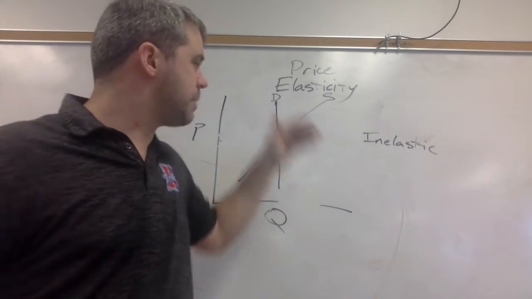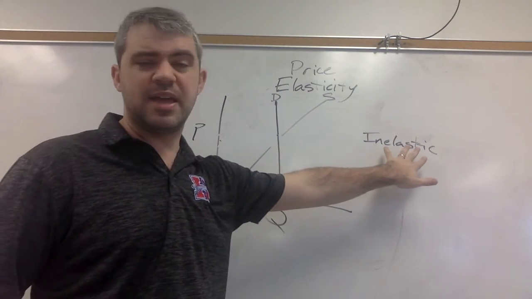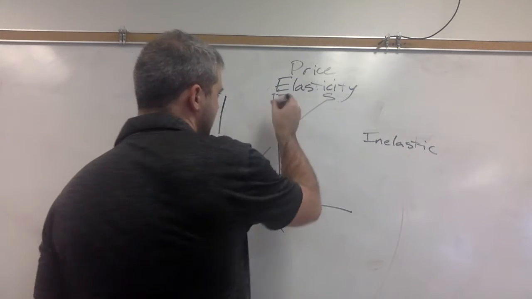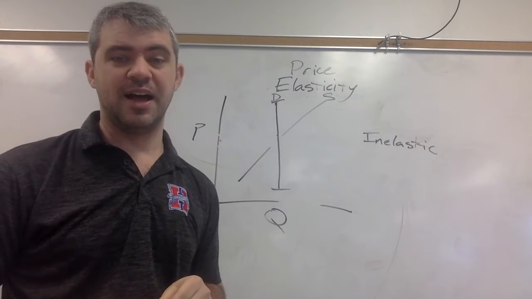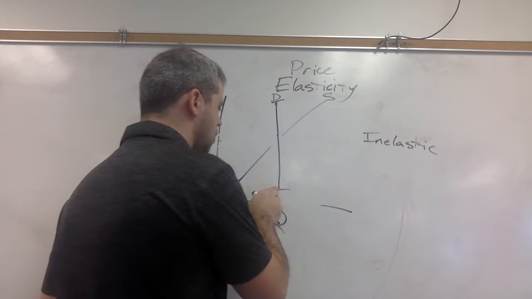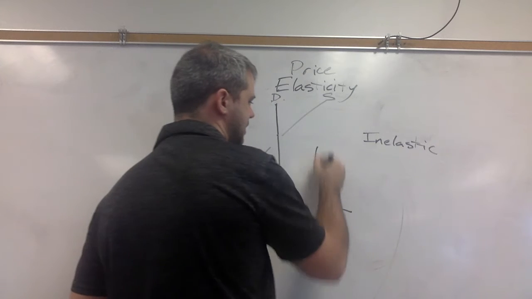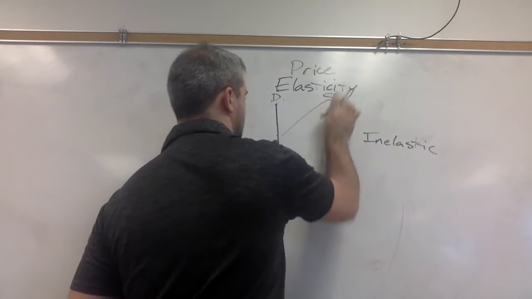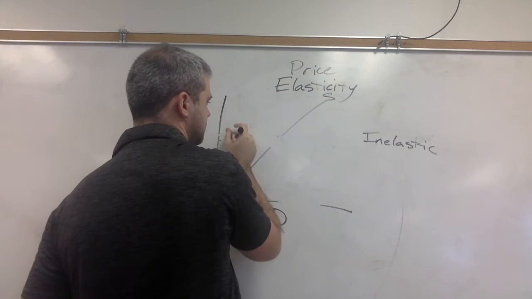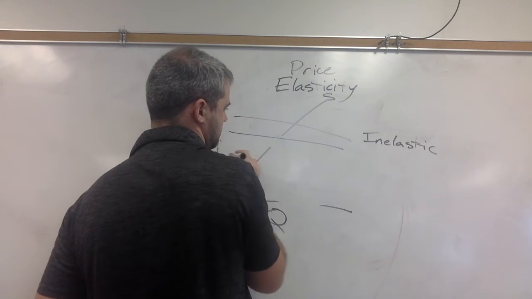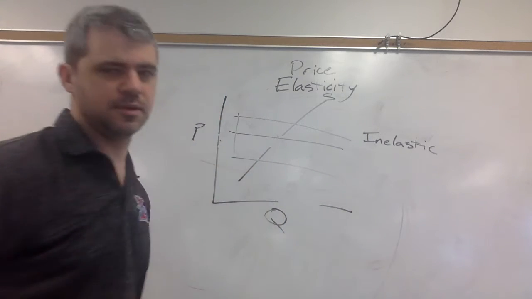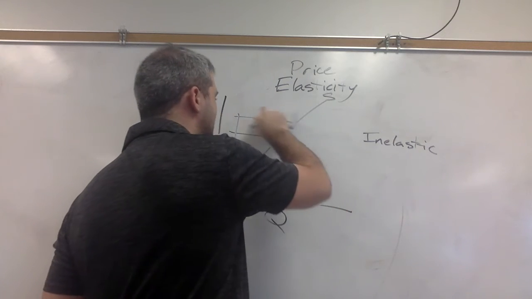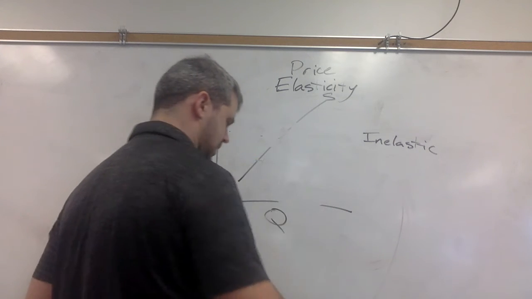A very easy way to remember what the graphs look like for inelastic versus elastic is inelastic demand looks kind of like the letter I, okay? Whereas the capital letter E has all these horizontal lines. So elastic demand looks kind of like this. Now, supply can also be inelastic or elastic.